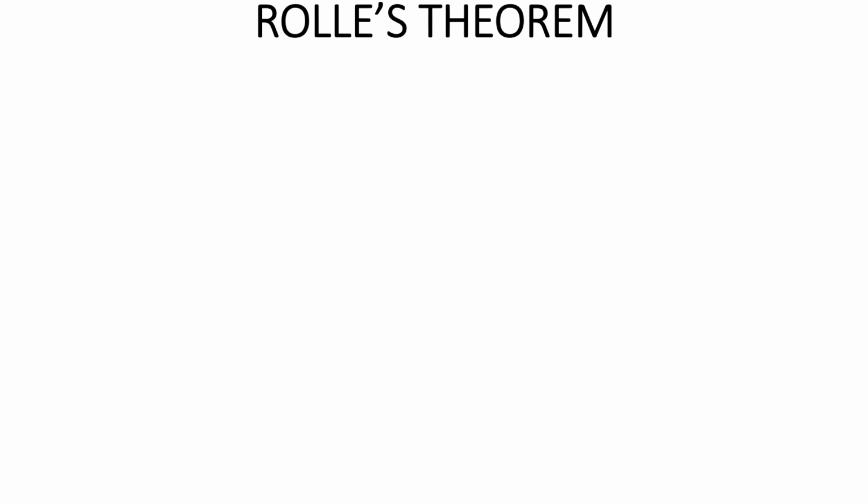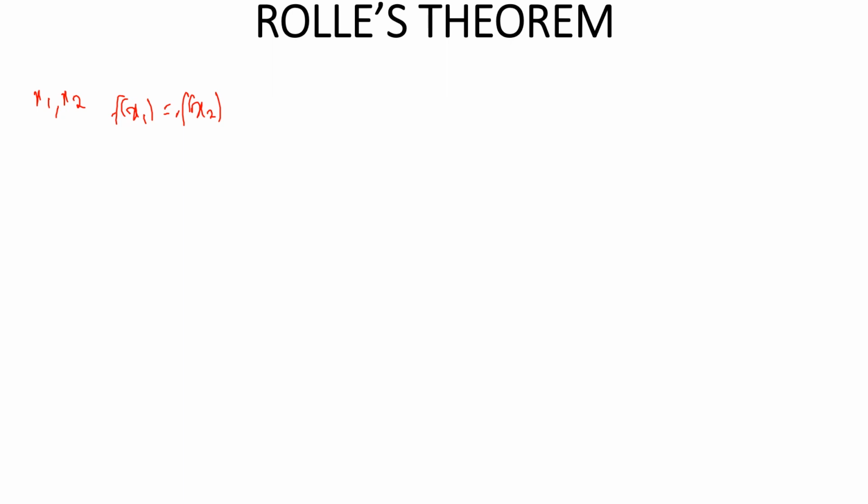Alright guys, welcome to today's tutorial, and today we are going to be looking at Rolle's theorem. Rolle's theorem states that if a function f of x is continuous on a closed interval [x1, x2], differentiable on an open interval (x1, x2), and f of x1 is equal to f of x2, then there exists at least one number x0 in (x1, x2), such that f prime of x0 is equal to 0.